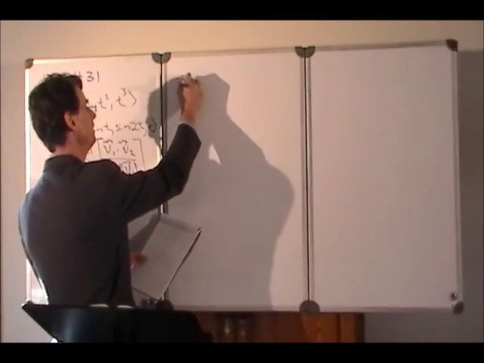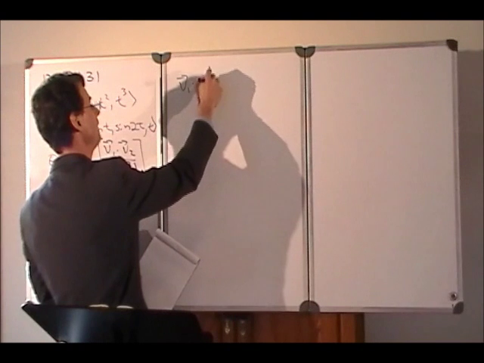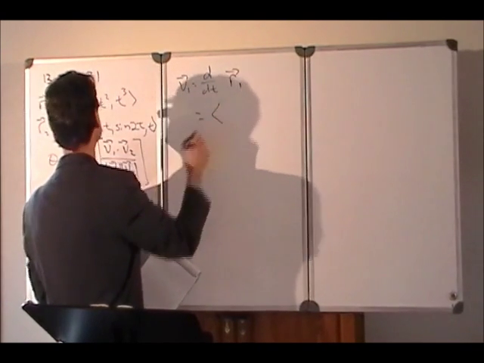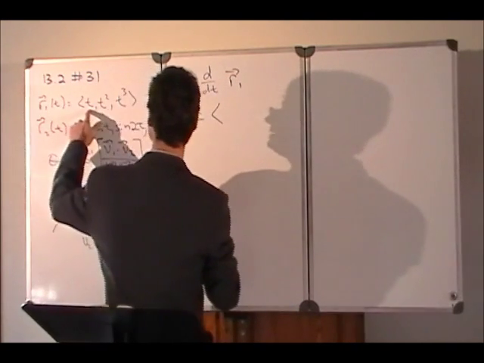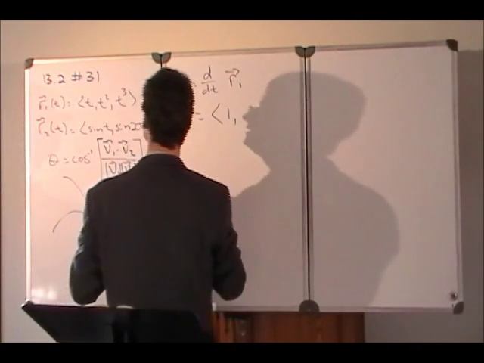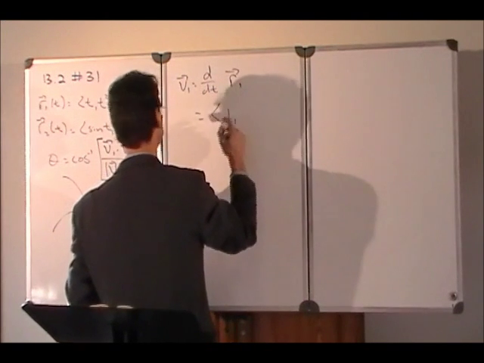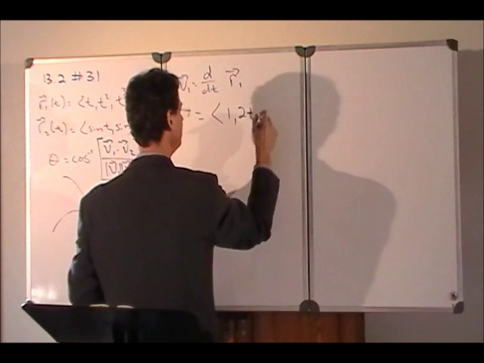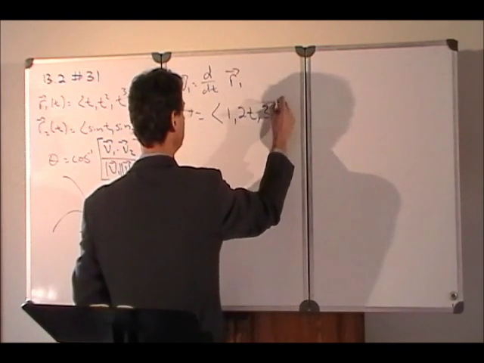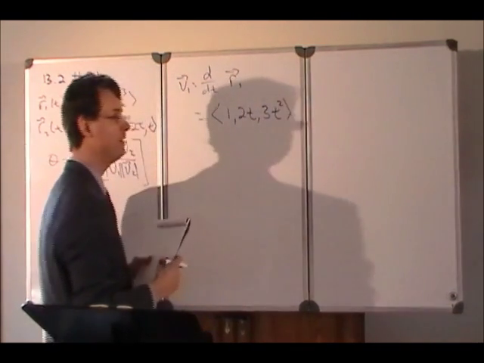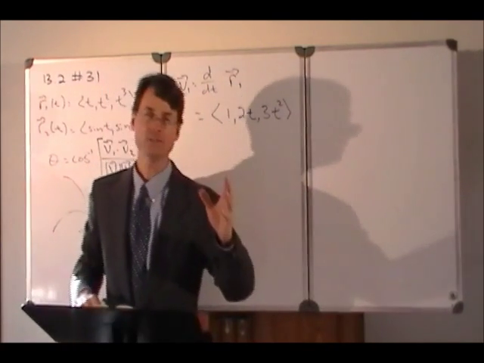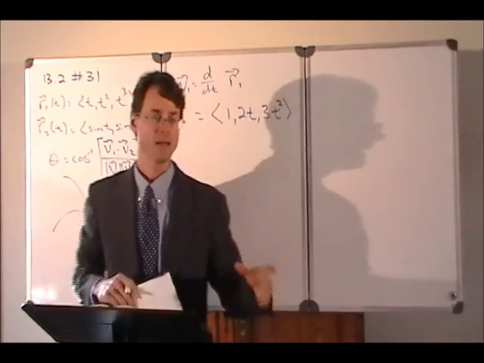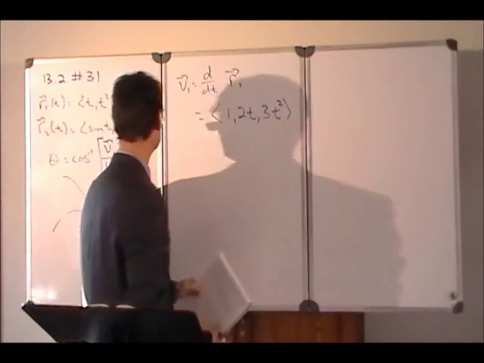So V1 is going to be the time derivative of R1, which is just component by component. The time derivative of t is 1. The time derivative of t squared is 2t, and the time derivative of t cubed is 3t squared. Now we want a vector that's not changing its direction, that's just pointing in the same direction at that moment in time where the intersection happens.